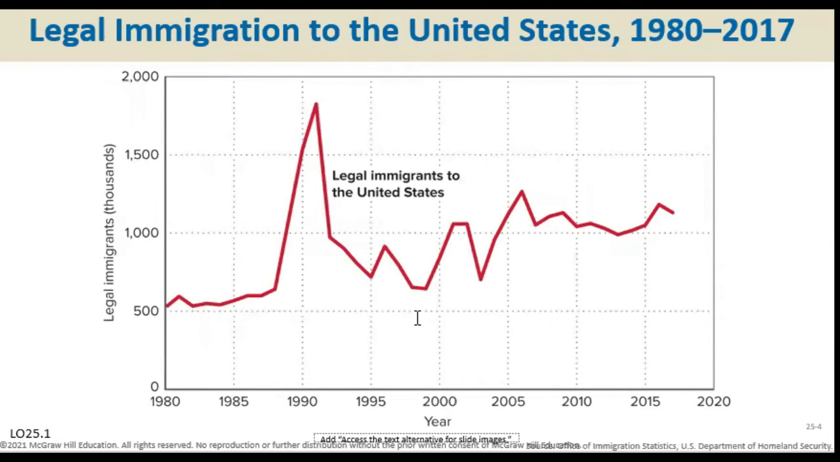So this graph shows you the number of legal immigrants into the United States between 1980 and 2017. And you can see on the graph that there's a big spike in the early 1990s. And this large number is due to a large number of illegal immigrants being granted amnesty to become legal or permanent residents of the United States.